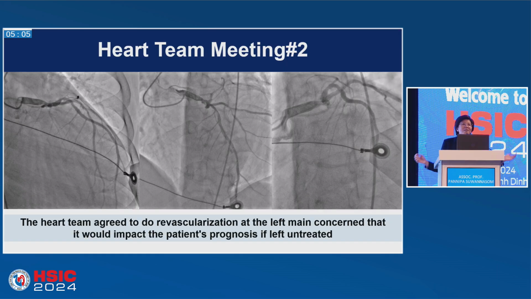So we bring the patient back for heart team meeting number 2. The heart team said, okay, of course, we are not happy to let the patient live with this lesion. So maybe we just do one stent, provisional, done.